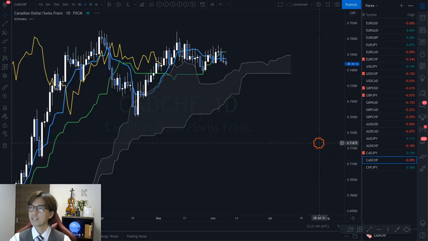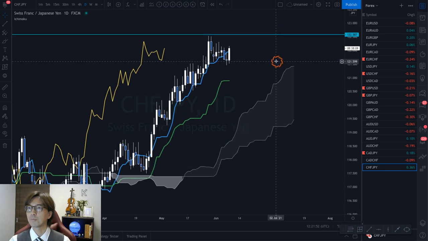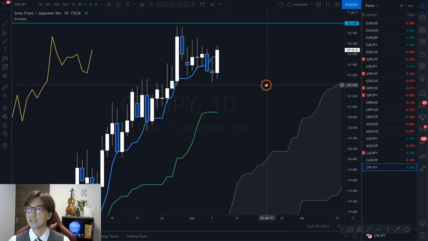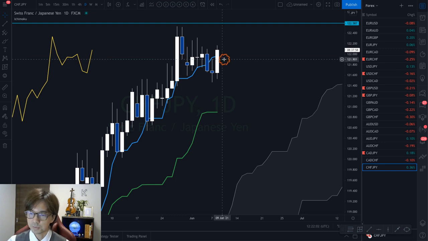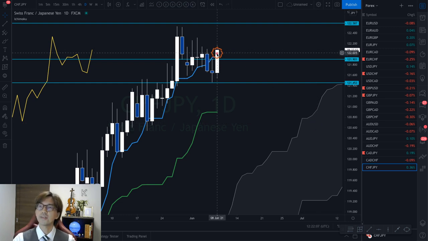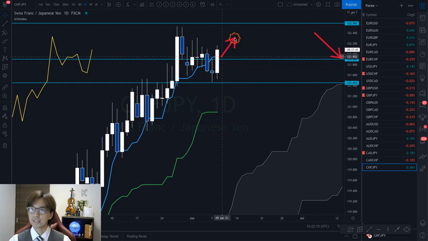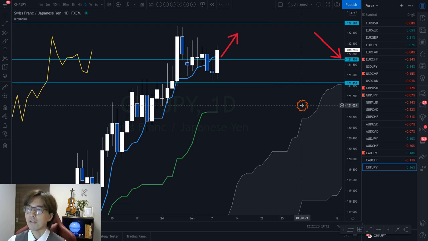And now the next one is CAD Swiss Franc, it's flat. And Swiss Franc JPY is bullish today. It's good. It broke the previous doji candlestick. Yesterday was the doji candlestick, and the doji high and low are on these price levels, and it's breaking the previous doji's high at this 121.901 level. It's breaking upwards, so the market could go up in this direction, so I will just mark this one too.